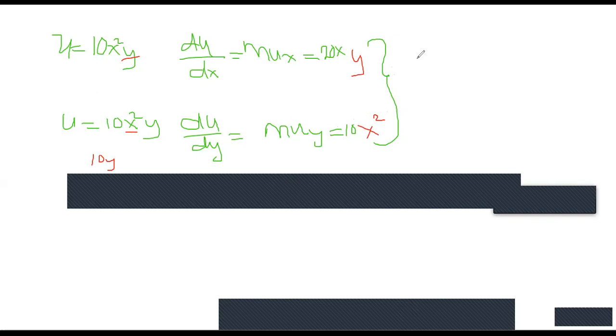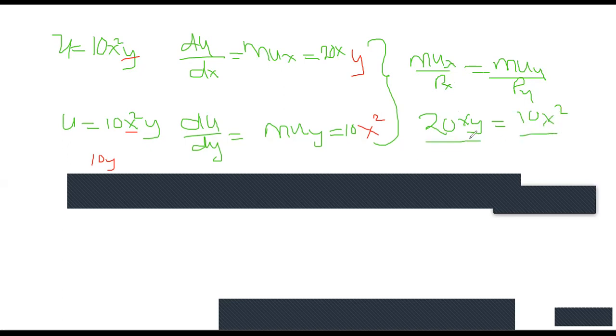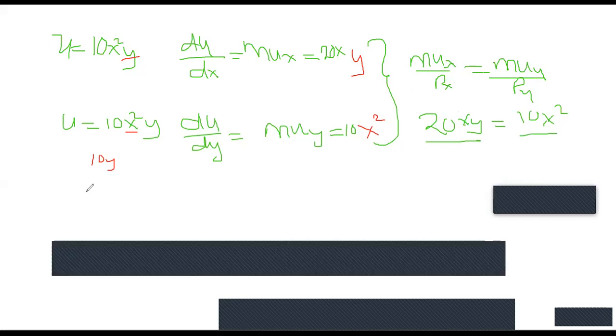Who remembers what happens at the optimum bundle? MUX over price of x should be equal to what? MUY over price of what? Of y. Our MUX is 20xy, our MUY is 10x squared. So we divide by the price of x and the price of y. Our price of good x was 10 kwacha. Our price of good y was what? 5 kwacha. So let's divide. Here, 10 kwacha. Here, put what? 5 kwacha.